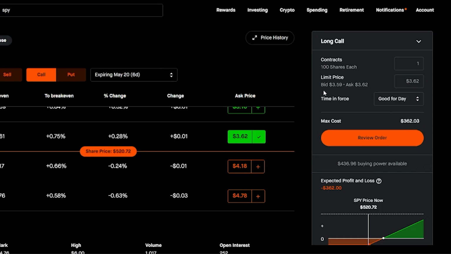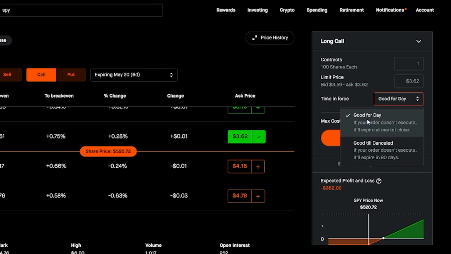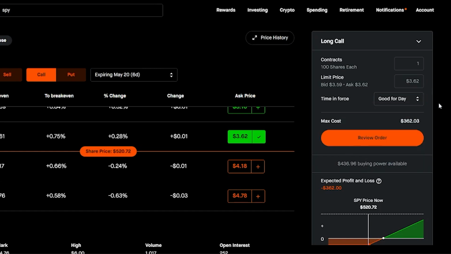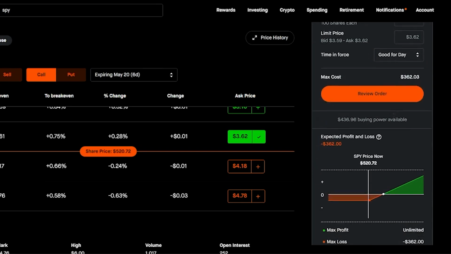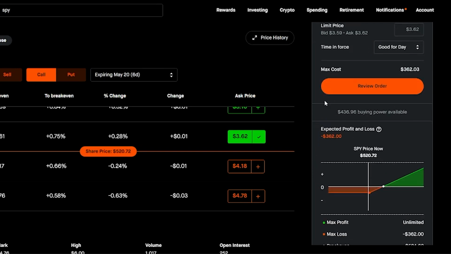All right. Now it says time in force, which is good for today. And if you click here, you have different options. Good till cancel. Just leave it for good till today. All right. Now we scroll down here. It kind of gives you like a little idea of what could potentially happen. So this is where your max loss would be. But let's say it gets to this point.